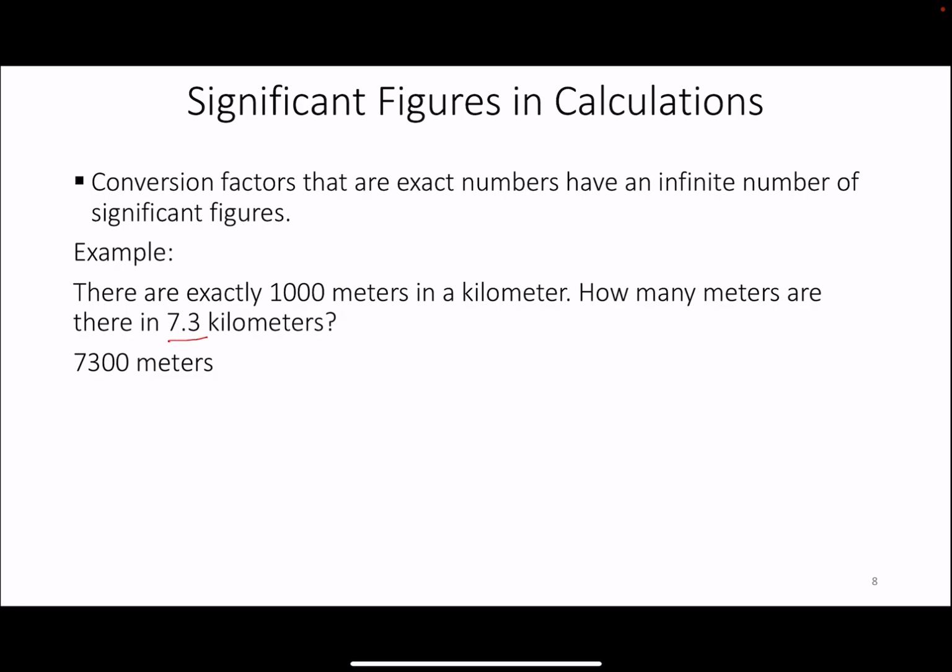So there are 2 significant figures in this number, and there's an infinite number of significant figures here. So you would present it with 2 significant figures. This infinite number of significant figures matters, right? Because if you were to just apply the previous rules we've given, you'd actually say that had 1 significant figure, but that's not true.